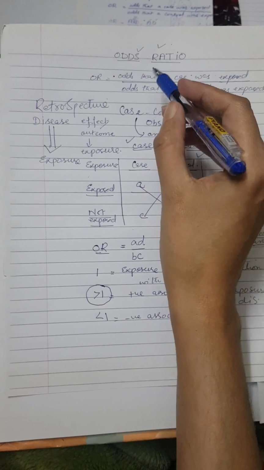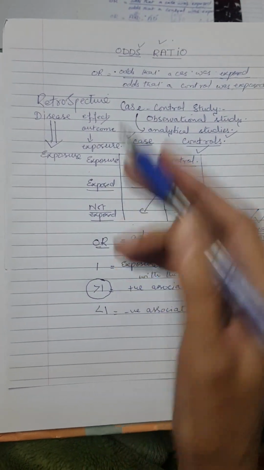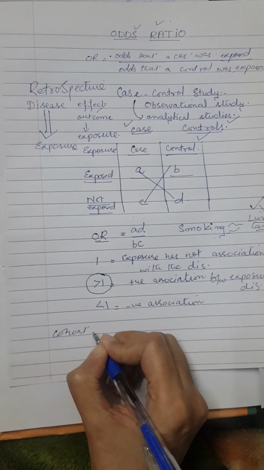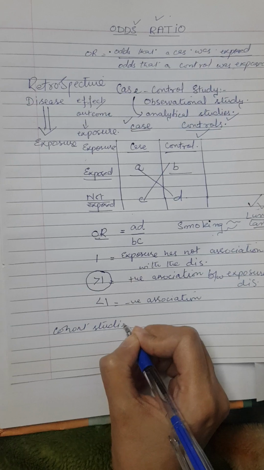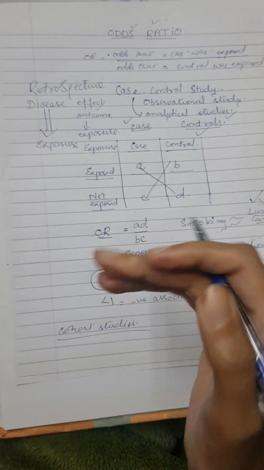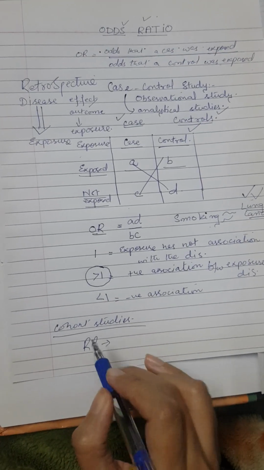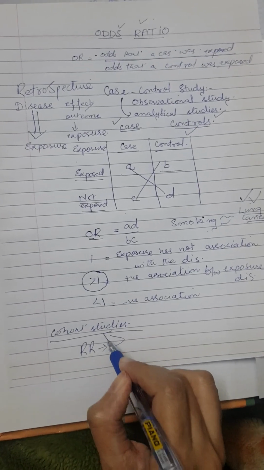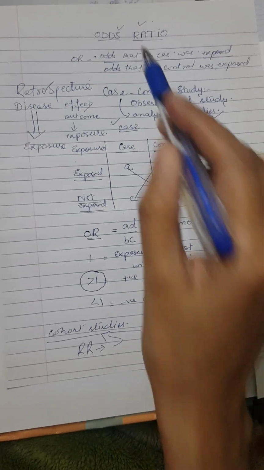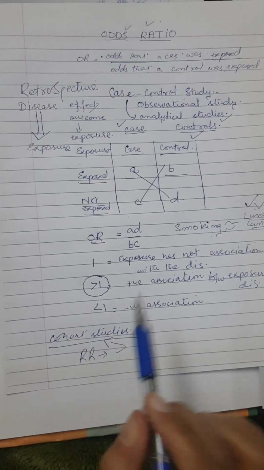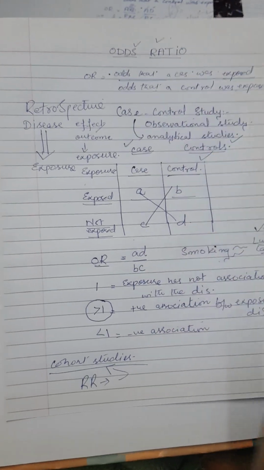Odds ratio is calculated not only in the case control study, but odds ratio can also be calculated in cohort studies. But just as odds ratio, there is also relative risk, but relative risk is only calculated in cohort studies and RCTs. In case control studies, the relative risk is not calculated. In case control studies, odds ratio is calculated.